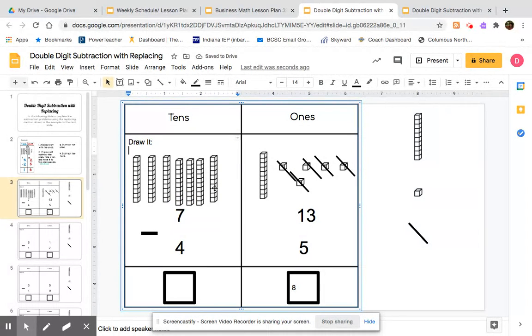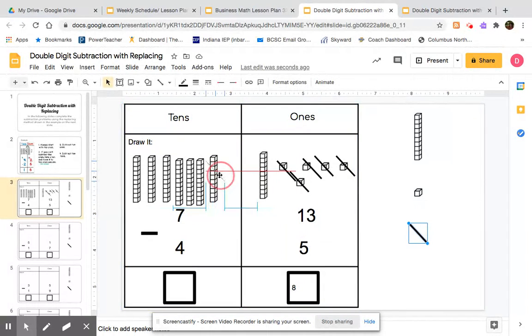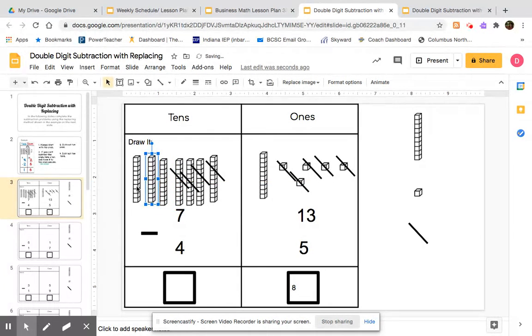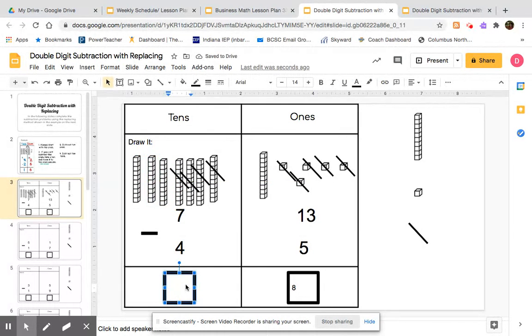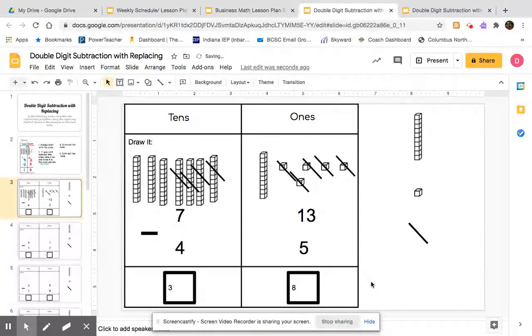All right, so now we have 7 minus 4. So we're going to take our cross out, and we're going to cross out 4 of those tens. We have 1, 2, 3, and 4 of them are crossed out. Just like our other subtraction, we're going to figure out how many we have left over. So the ones that don't have cross marks through them are 1, 2, and 3. So we have 3 left over without cross marks. This means our final answer is 38 in this problem.